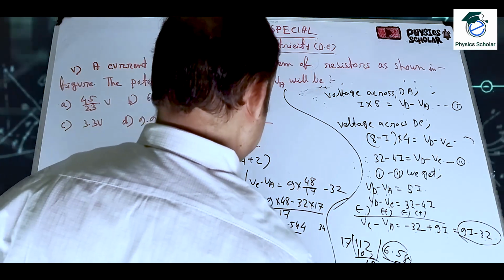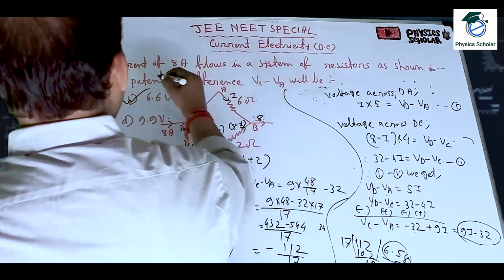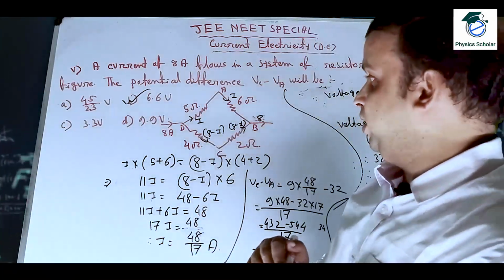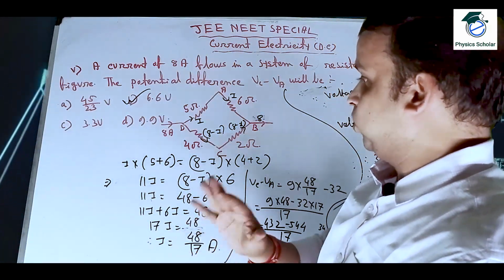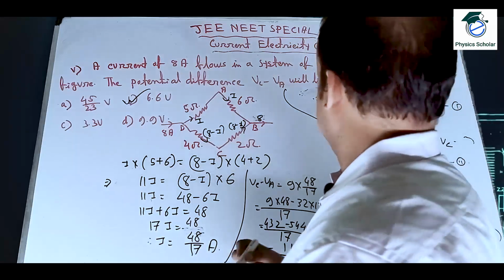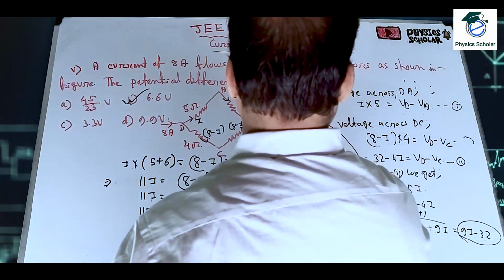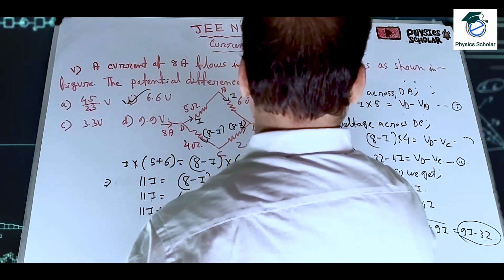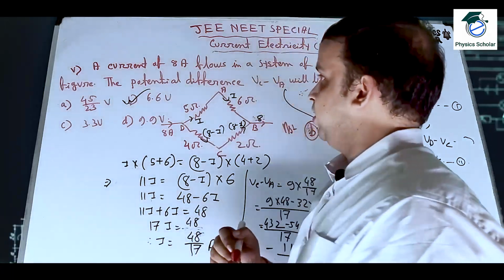So approximately 6.6 volt, clear? So option B will be correct. It will be 6.6 volt. So the answer will be option B, clear? I am explaining it once again.